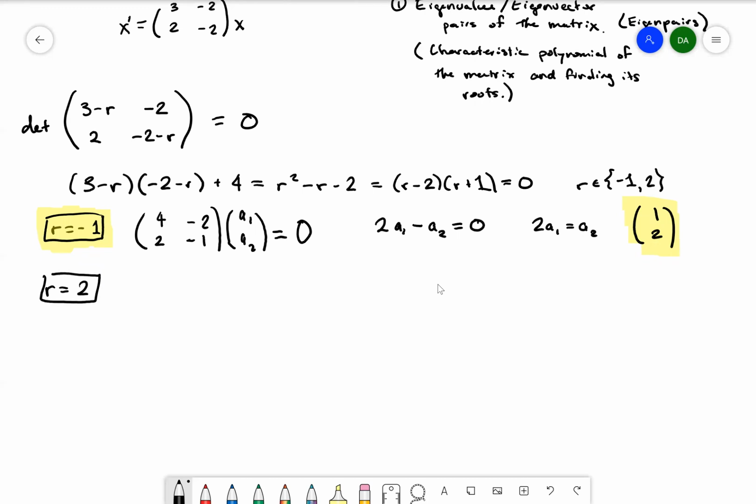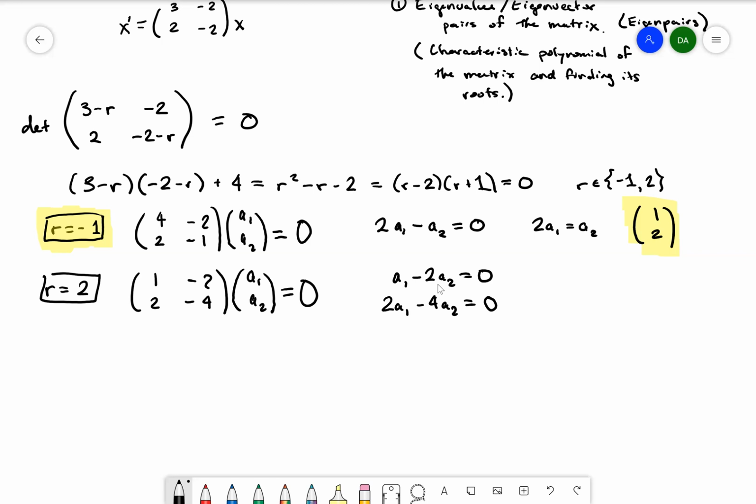Now let's do R is equal to 2. In this case, we get 3 minus 2, that's 1, minus 2, 2, and then negative 2 minus 2, that's negative 4. And again, you see that one row is a multiple of the other. If I write all this out, A1 minus 2A2 is equal to 0, and 2A1 minus 4A2 is equal to 0. This is the corresponding set of linear equations that we get from this matrix vector equation.